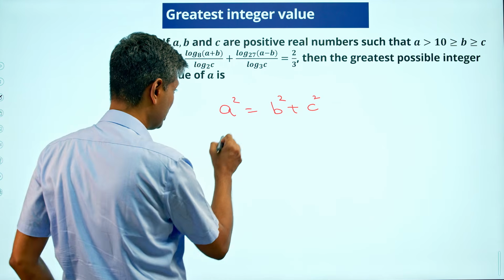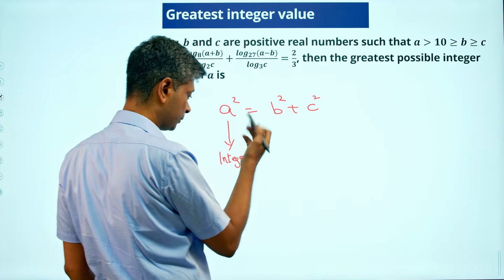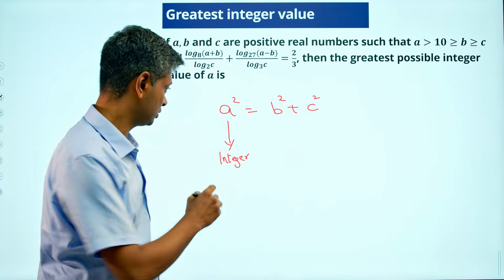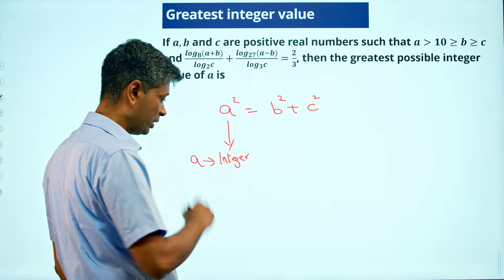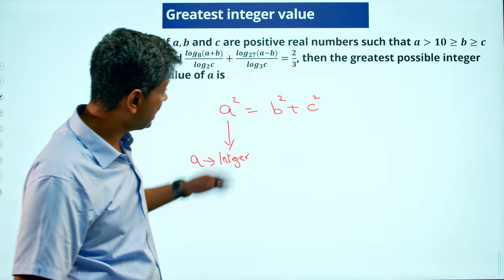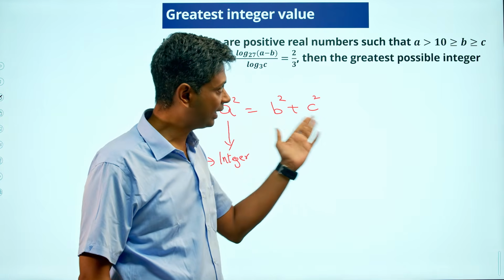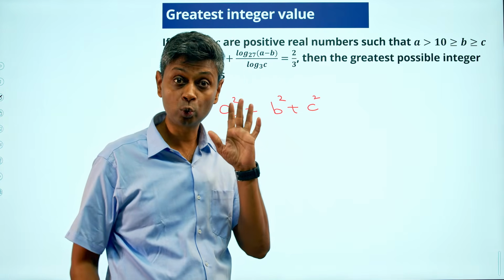So we want this to be an integer. B and C can be anything. A should be an integer, not A square. A should be an integer. We want it to be as high as possible. B and C are individually less than or equal to 10. Put 10 and 10, that's 100 and 100, 200.